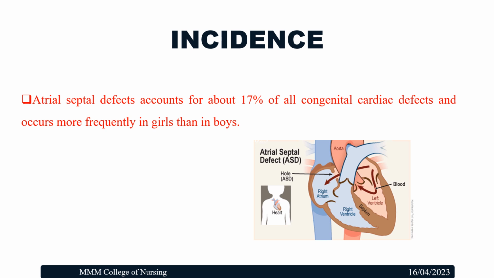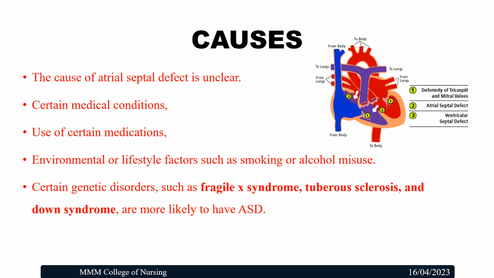The causes of ASD are unclear, but certain medical conditions, use of certain medications, environment or lifestyle factors such as smoking or alcohol misuse, and certain genetic conditions like Fragile X syndrome, tuberous sclerosis, and Down syndrome make ASD more likely. So these are the causes of ASD.